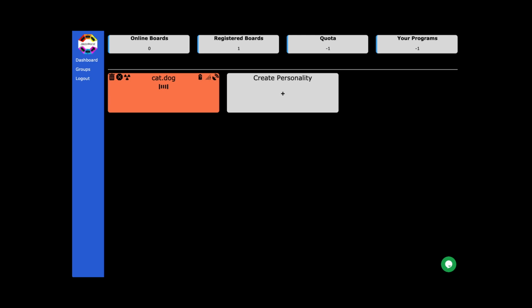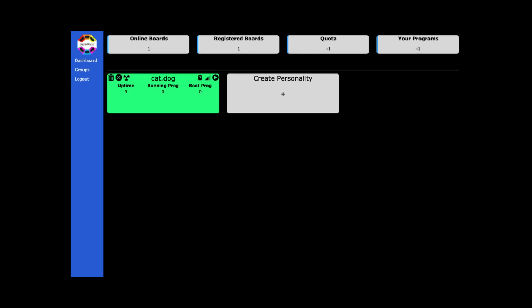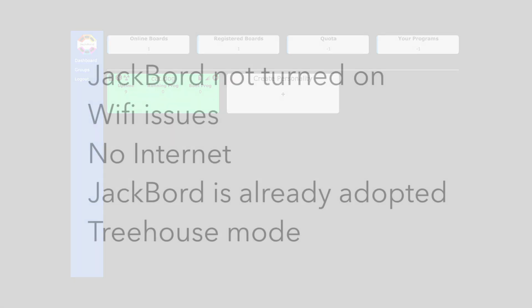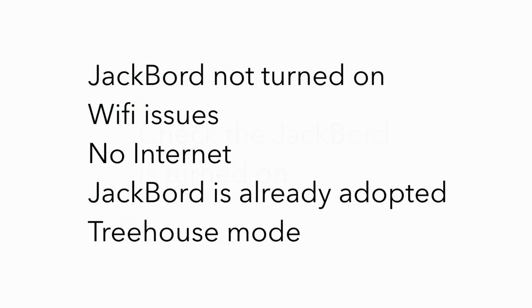If the adoption succeeds, it will then turn green. If it fails, you'll get a message and it will remain orange. If the adoption fails and the dashboard doesn't update, go through this checklist and see if any of these conditions are what could be the cause.